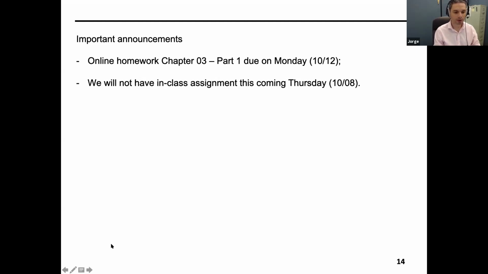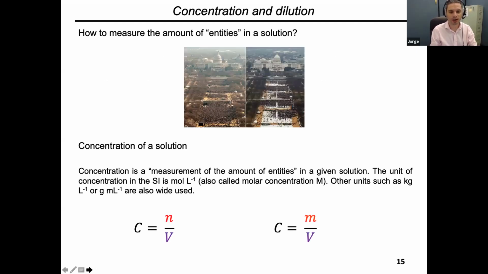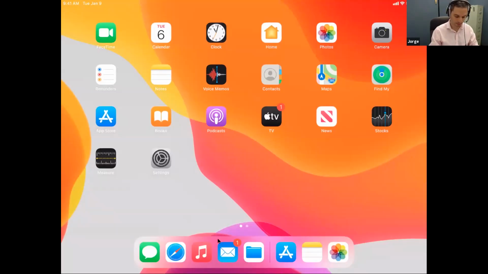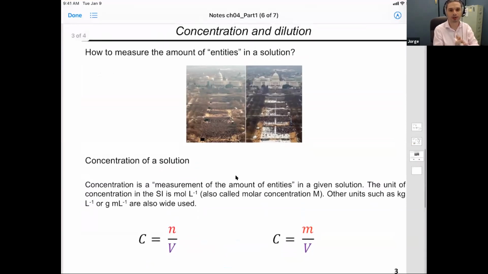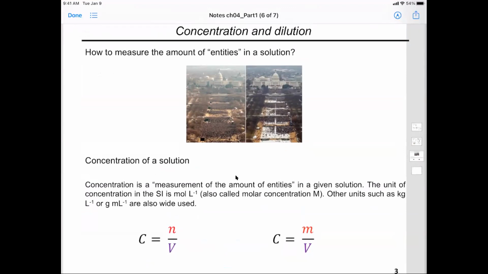Okay, so let's start with the lecture. That was the part that we stopped on Thursday, and that's where we will pick it up. So let me change my screen. Okay, so here is the part where we left off last week. Remember that we are talking about reactions in solution.